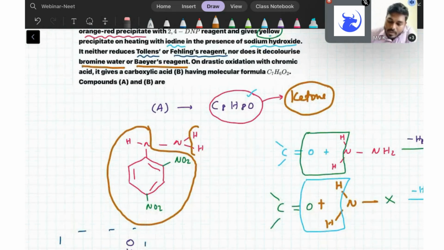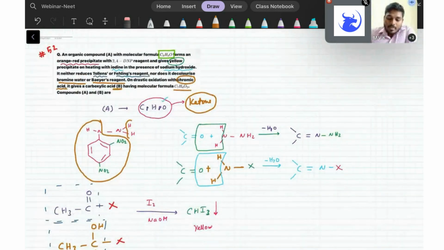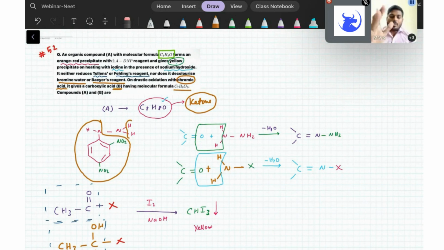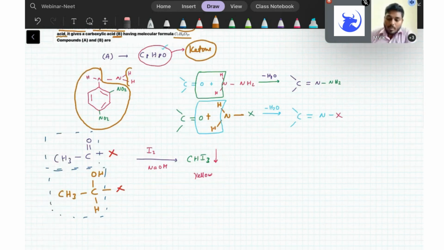On drastic oxidation with chromic acid, it gives a carboxylic acid. That's cool, because chromic acid is nothing but a strong oxidizing agent, correct? And it is giving a compound B having molecular formula C7H6O2. For the first time now I'm also reading the question, so that I can act as a reference, and let's see how you process this question and what things come to my mind when I'm solving it. So by now, what can I say?